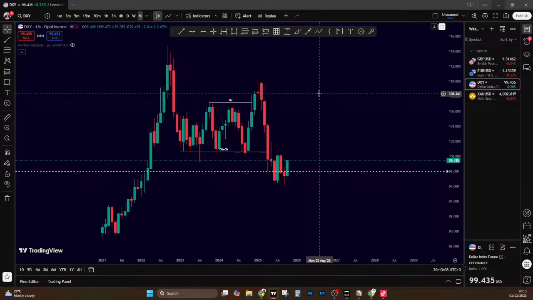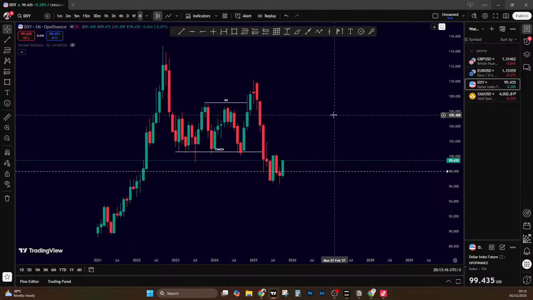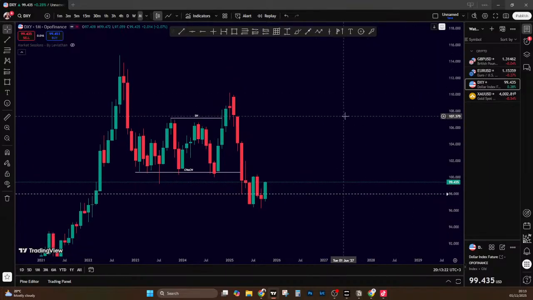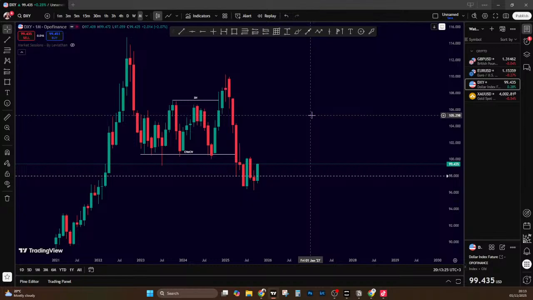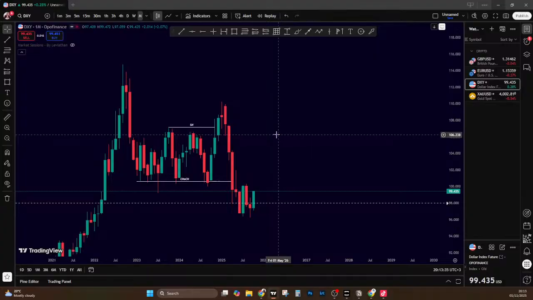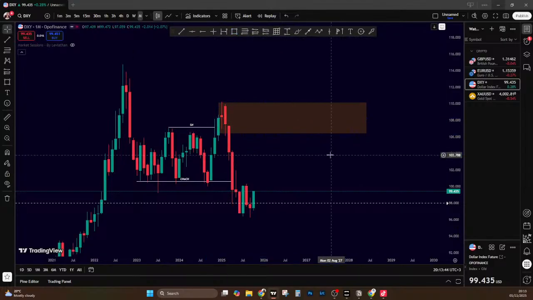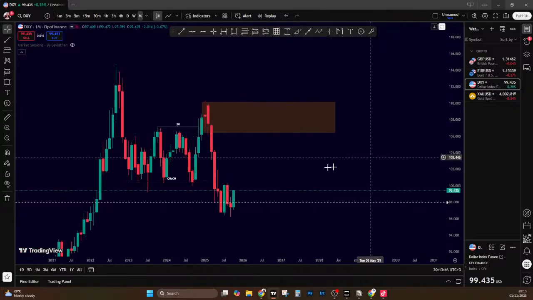Dollar index. S or R, what do you mean, Jemo? This is dollar index. So that means we are bearish on dollar index. So we need to check what is happening. Okay, this is where all this move started. This area is where the move started.